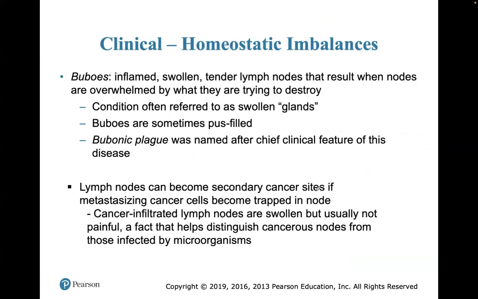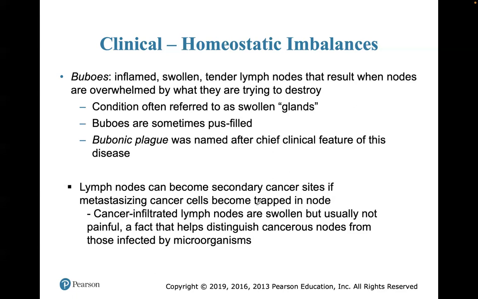Some clinical issues that can happen in lymph nodes: buboes, which means inflamed, swollen, tender lymph nodes, result when lymph nodes are overwhelmed by what they're trying to destroy, basically the pathogens. They can get swollen and pus filled. This is a typical clinical condition during bubonic plague. Bubonic plague is caused by a bacteria.